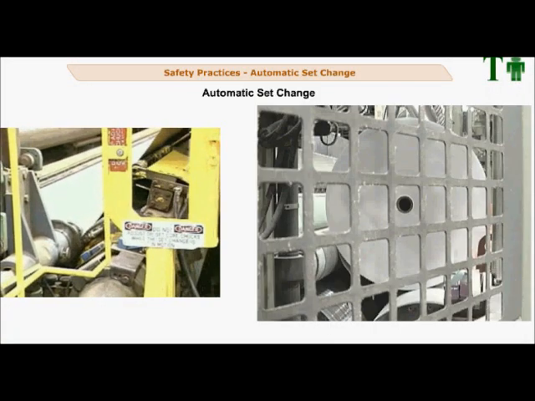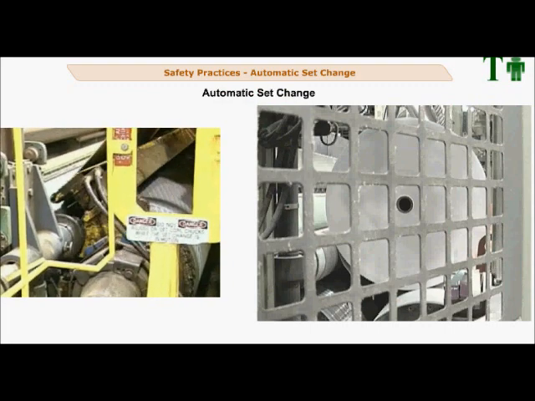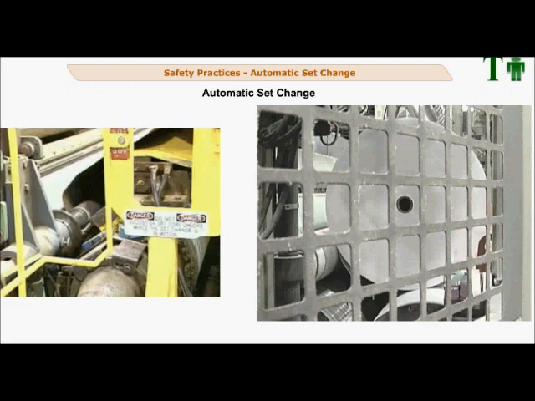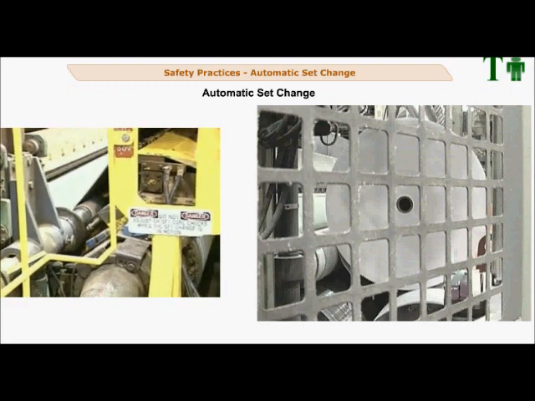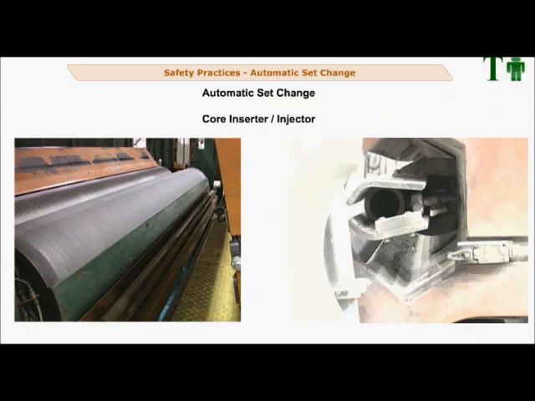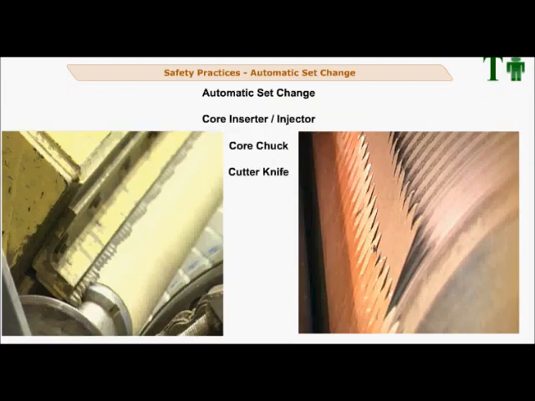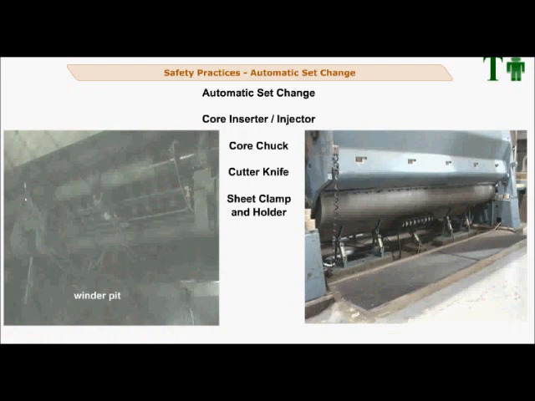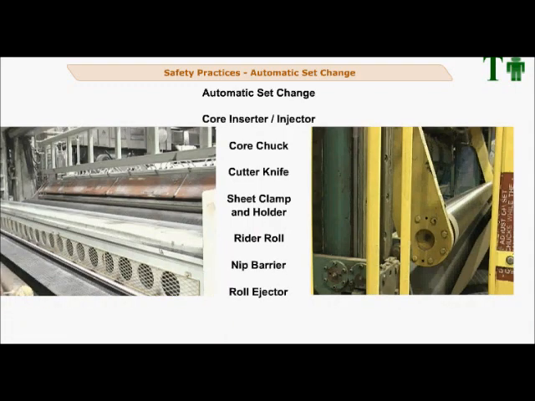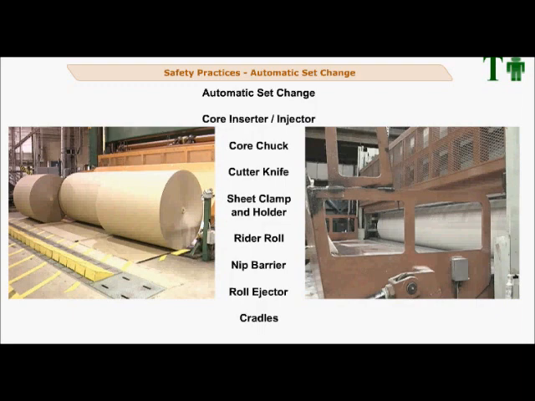Automatic set change. All winder operators and crew should know what automatic set change equipment moves and when. Most automatic operations include the automated movement of the core inserter or injector, the core chucks, cut-off knife, sheet clamp, and holders. Also included in the automatic set change modes are the rider roll, nip barrier, roll ejector, and cradles.